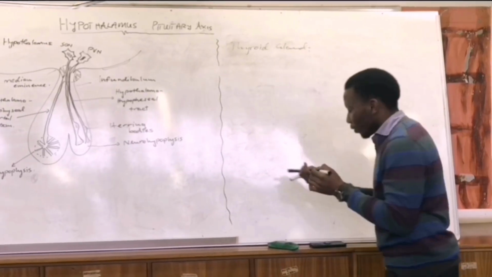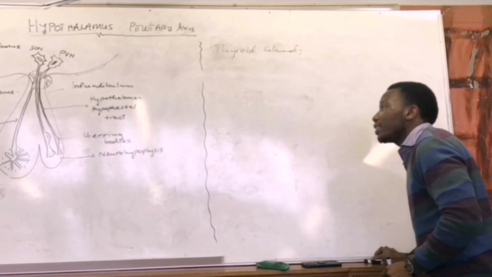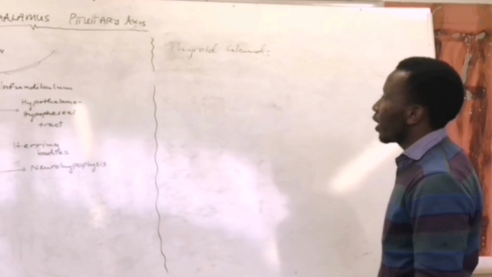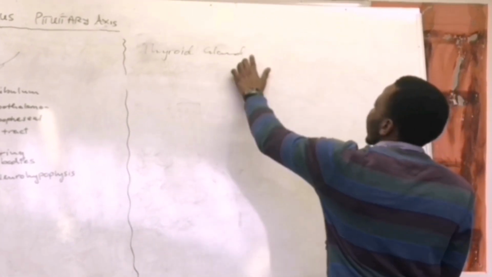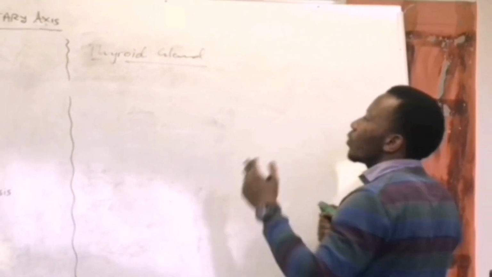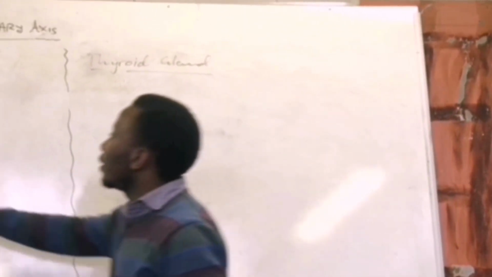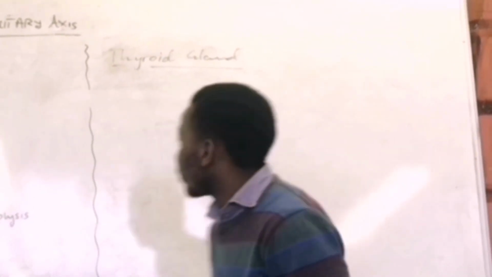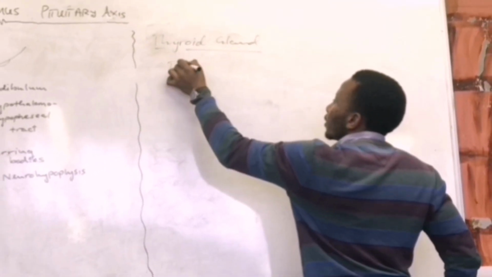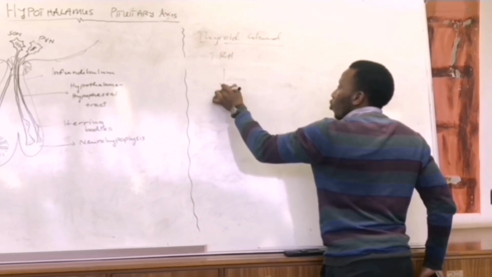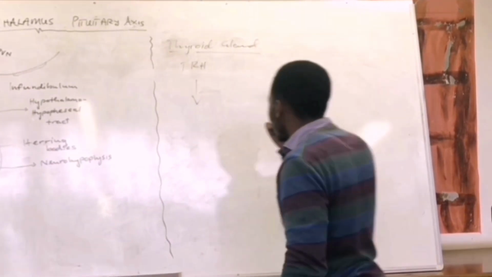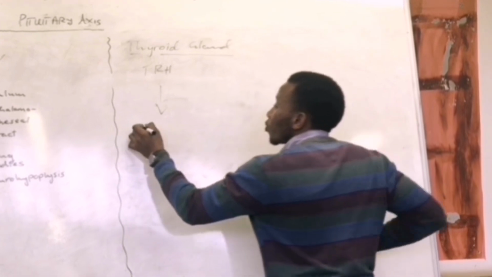The thyroid gland also receives control from the hypothalamic-pituitary axis. What does the thyroid gland do? It releases thyroid hormones. Let's start our journey from this side. The hypothalamus releases thyrotropin releasing hormone, TRH, okay? Thyrotropin releasing hormone descends via the hypophysioportal system and stimulates your thyrotroph cells.